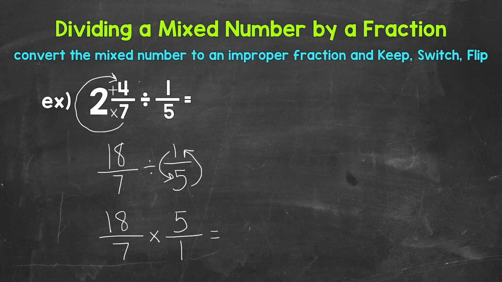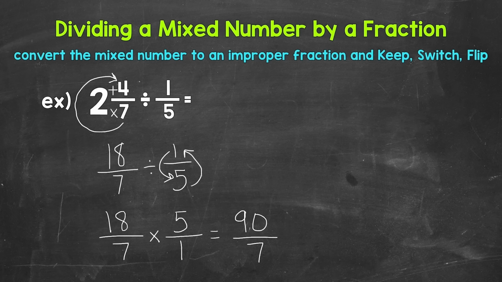Let's start with the numerators. 18 times 5, that gives us 90. Now for the denominators. 7 times 1, that gives us 7. So we end up with 90/7ths, which is our answer, but it's an improper fraction. So let's convert it to a mixed number.